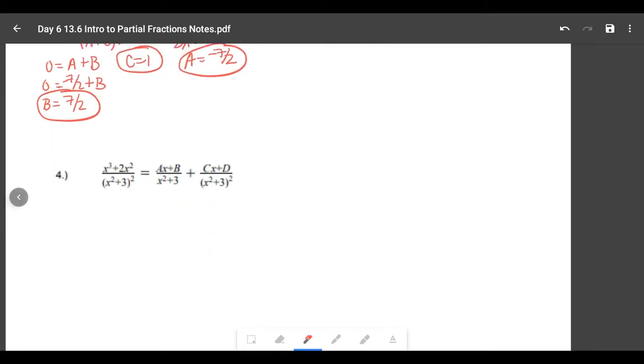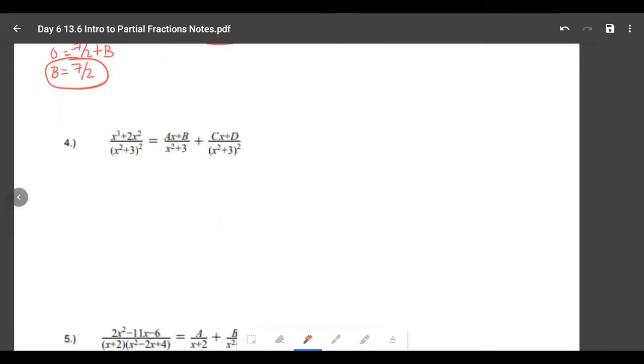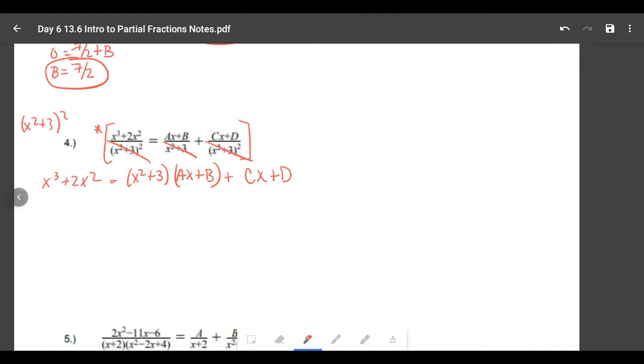All right, let's look at problem number 4. So again, first step would be, let's multiply by the LCD, which would be x squared plus 3 quantity squared. All right, in this first fraction, I'm going to get rid of the whole denominator, so it's x cubed plus 2x squared, and there's nothing to multiply it by. In the second fraction, I'm going to get rid of x squared plus 3, only one of them, so that means that one of those is left. That has to be multiplied by ax plus b. And then in the third one, the whole denominator cancels, and nothing is left at the top to be multiplied by the cx plus d.